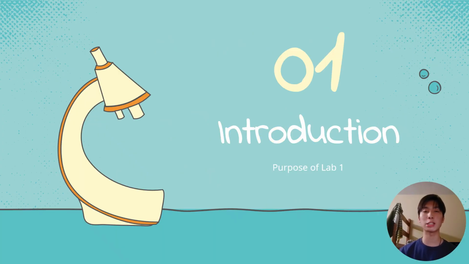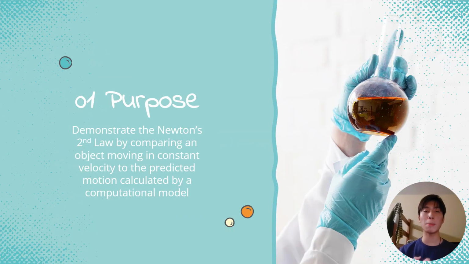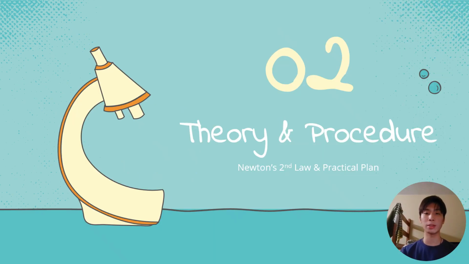First of all, I would like to explain the purpose of Lab 1. Our purpose is to demonstrate Newton's second law in reality by observing an object, in this case a marker, moving at constant velocity, which means constant speed and constant direction, and comparing it with a computational model we produce by coding in GlowScript. After that, I will talk about some theories and procedures in this lab.